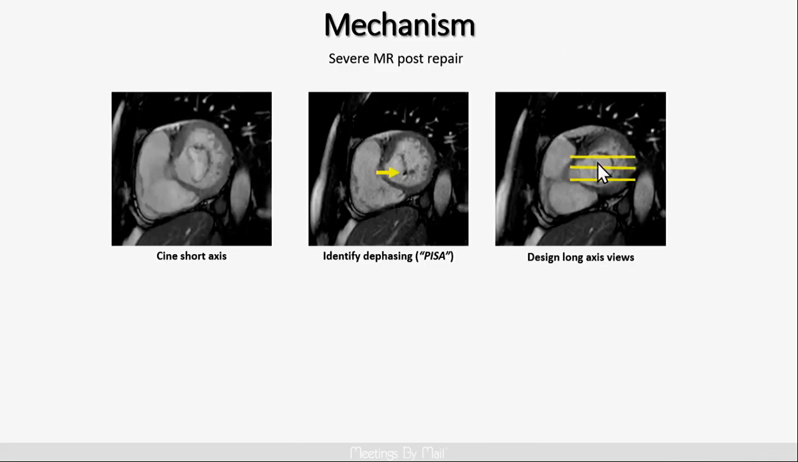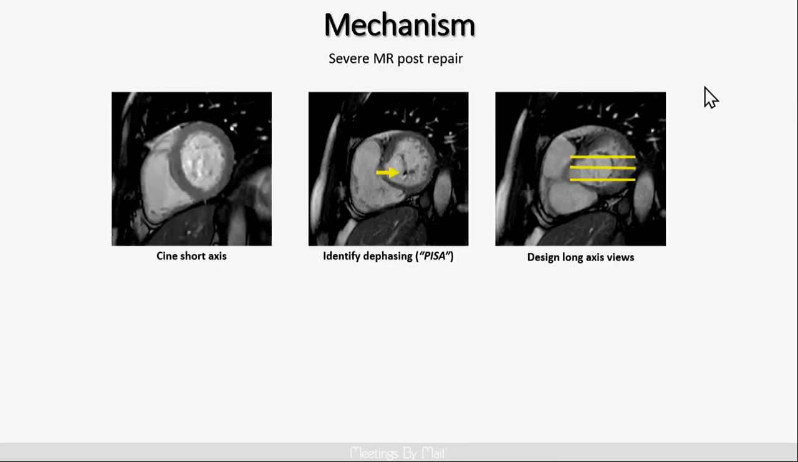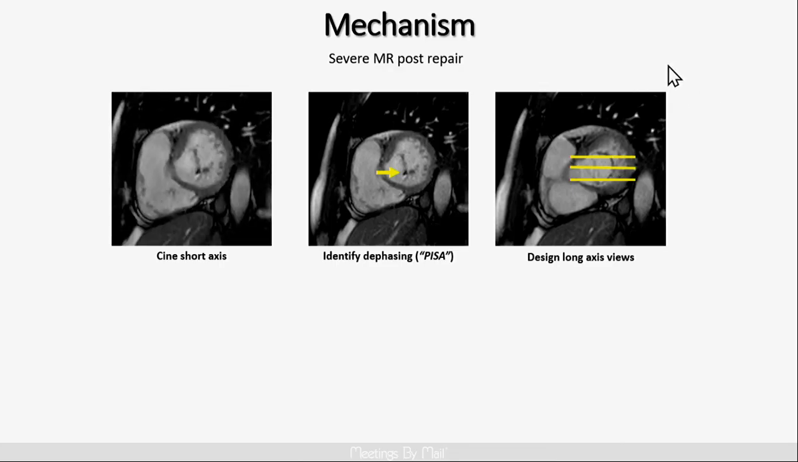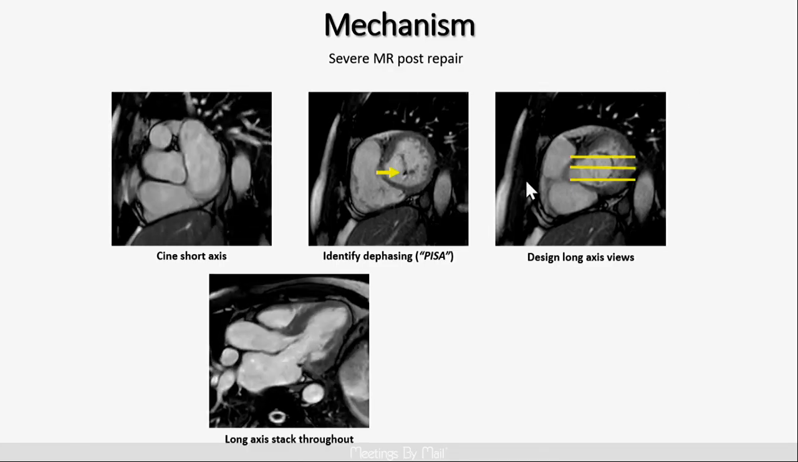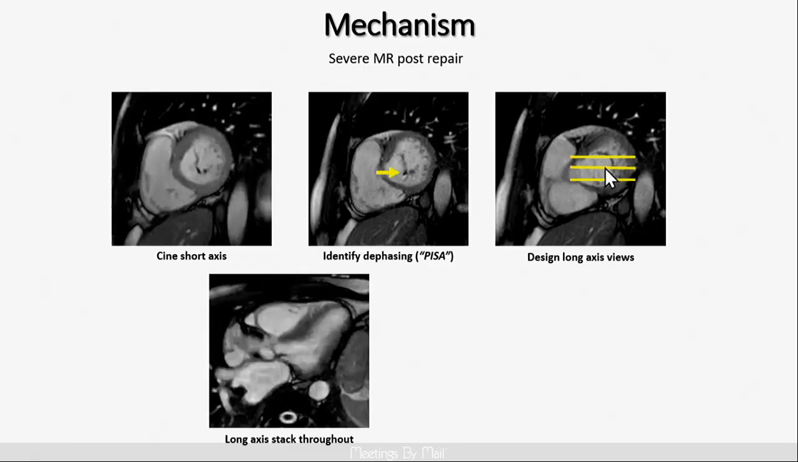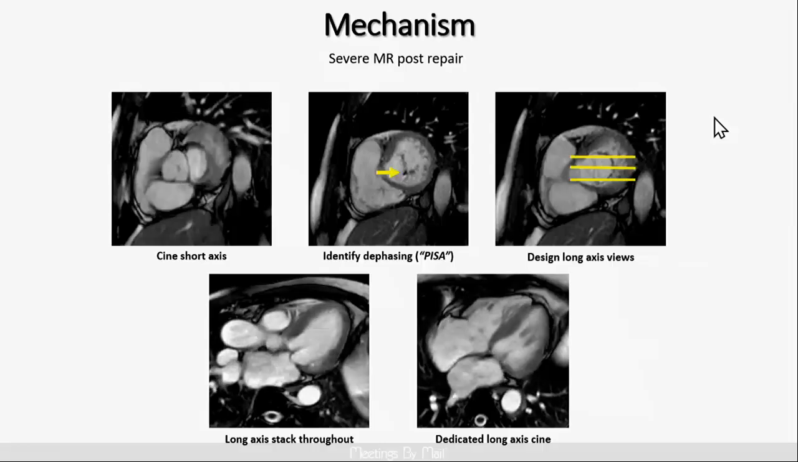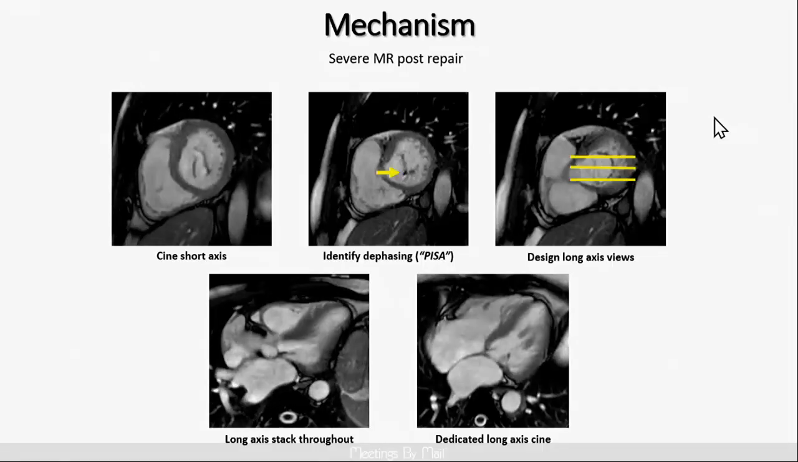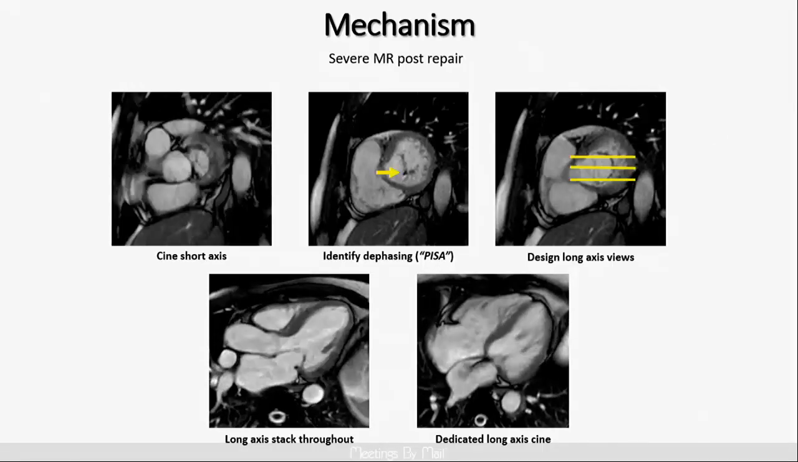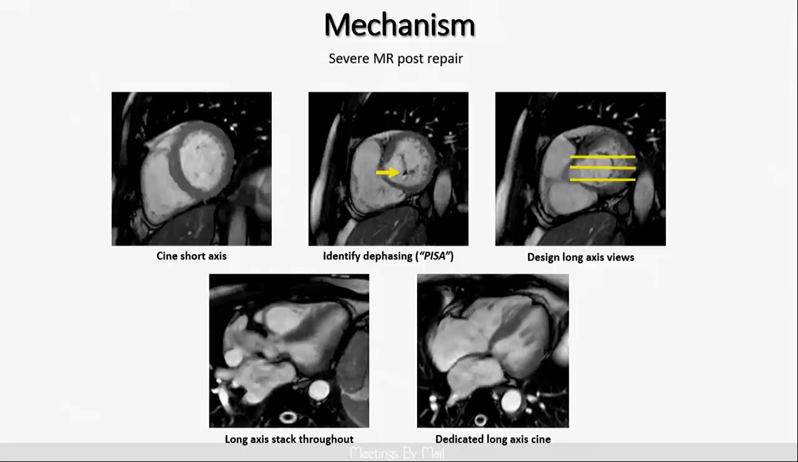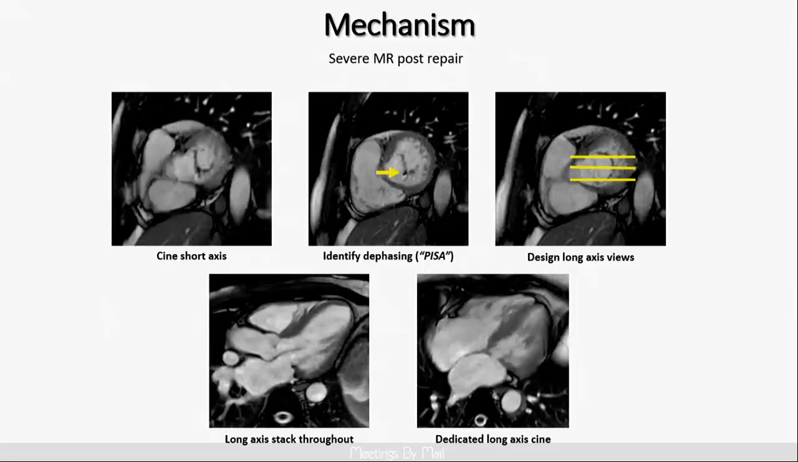You can then design long axis views across the mitral valve. So you can have A1, P1, A2, P2, A3, P3. And then do a stack of long axis views going from one side to the other of the valve, so you can discern where the mitral valve leakage is starting, and then do dedicated long axis cine to see the jet morphology, where it starts, and how it's directed, as in this case.